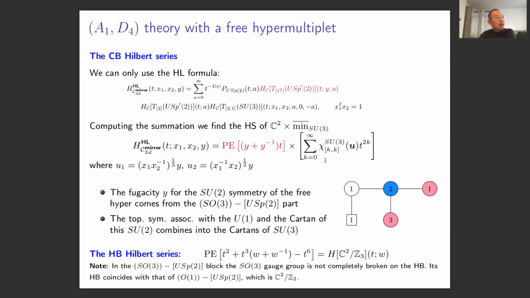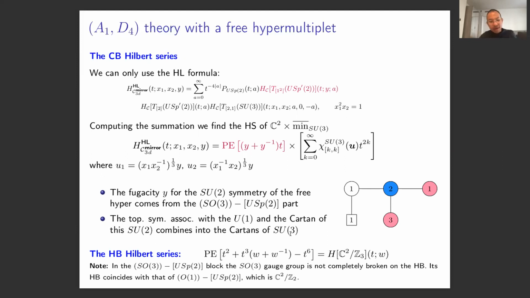Yeah, this part. And then the rest of the theory gives rise to this minimum unipotent orbit of SU(3). So basically, as I said, with fugacity Y, this part gives you the free hypermultiplet. And then the topological symmetry associated with this U(1) combines with the SU(2) symmetry of the free hypermultiplet and becomes the Cartan of SU(3). This is how you see the symmetry enhancement, okay?